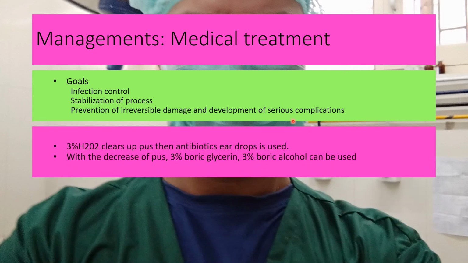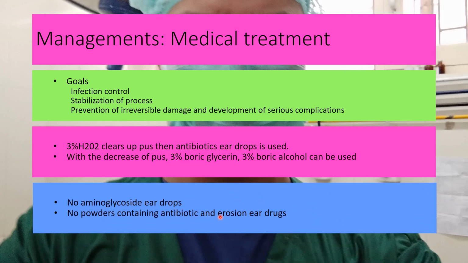We give 3% H2O2, which clears up pus. Then antibiotic ear drops are used. With the decrease of pus, 3% boric acid glycerin or 3% boric alcohol can be used. No aminoglycoside ear drops. Don't give aminoglycoside ear drops.